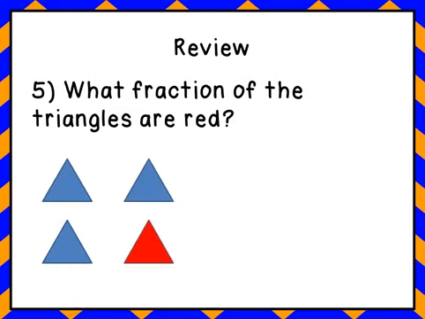Question 5. What fraction of the triangles are red? Again, follow your steps. Count how many triangles you have first. Figure that out. That's your denominator. Then count just the red triangles. That would be your numerator. That's the number that goes on top. And if you did that correctly, you should come up with the fraction 1/4.